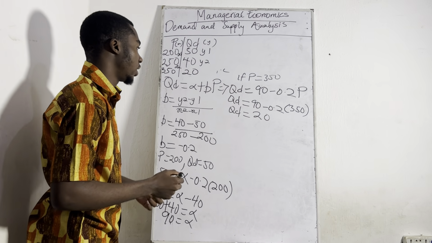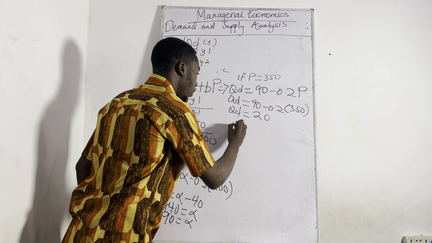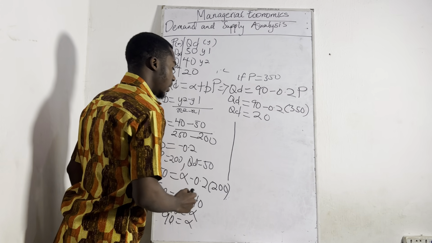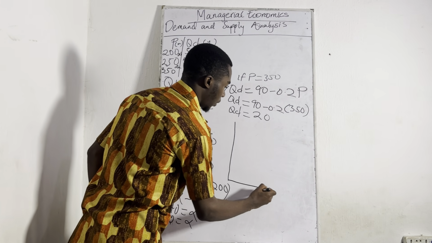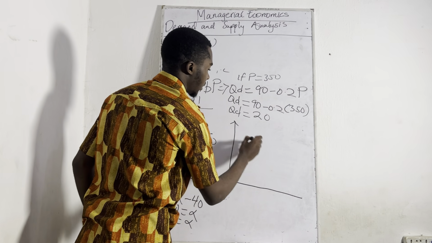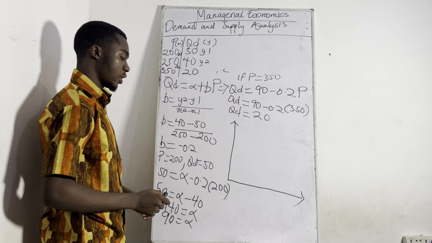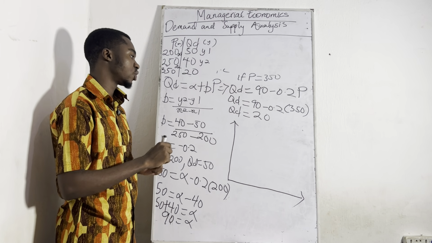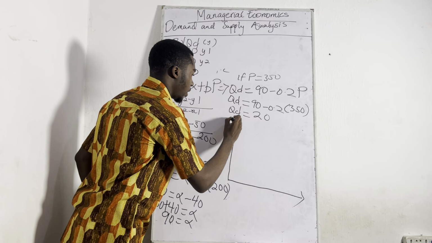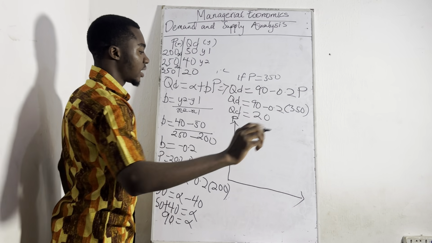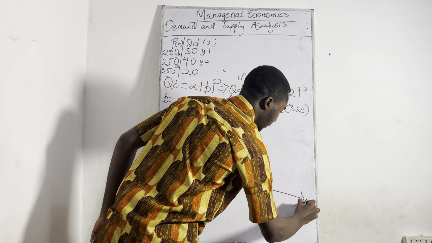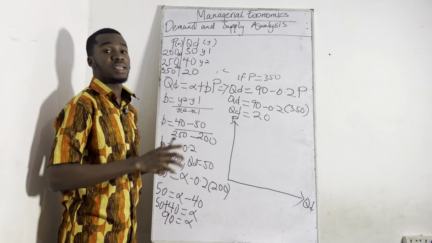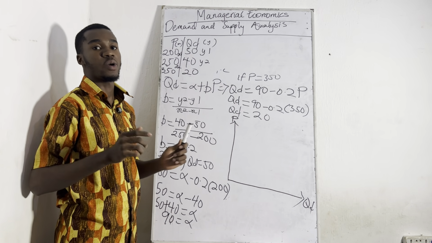So if you're asked to draw the demand curve, you draw your y-axis first. Do you get it? Then after you draw your x-axis. This is just like a sketch. You get it? And your y-axis is always your price. Don't forget, your y-axis is always your price. So you can make it P. Then your x-axis is always your quantity demanded. Don't forget, when you are drawing the demand curve, the y-axis is your price, the x-axis is your quantity demanded.